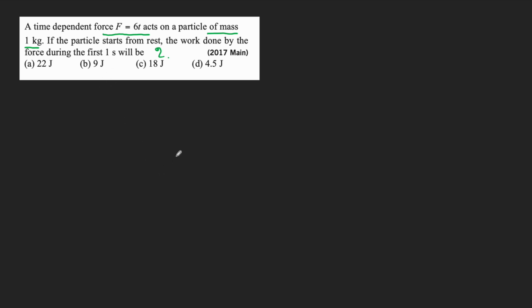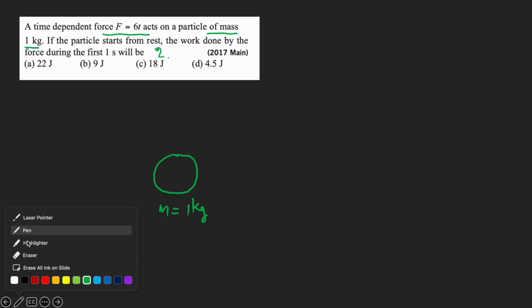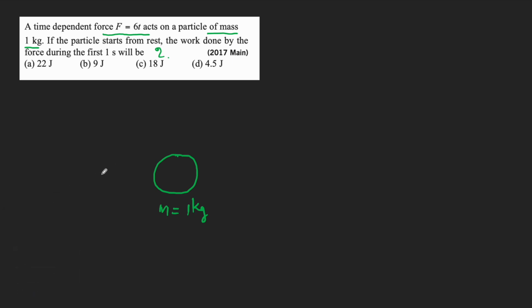There is a mass here. There is a mass, and its mass is equal to 1 kg. Mass m is 1 kg. A time dependent force is acting on that mass. That means a force is acting on it. That force is time dependent. That means the magnitude of that force will vary with time.